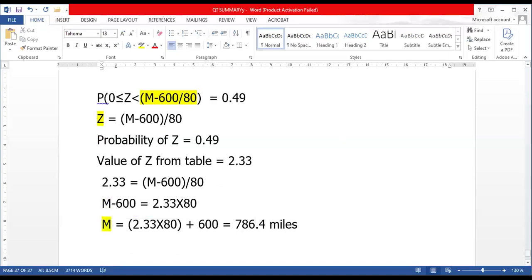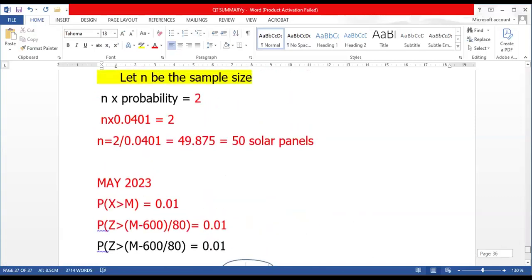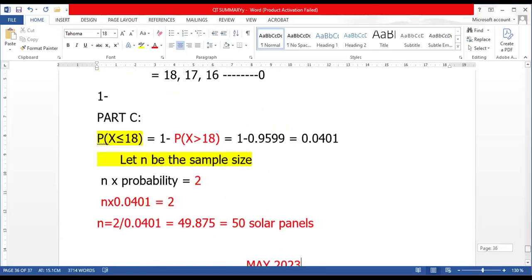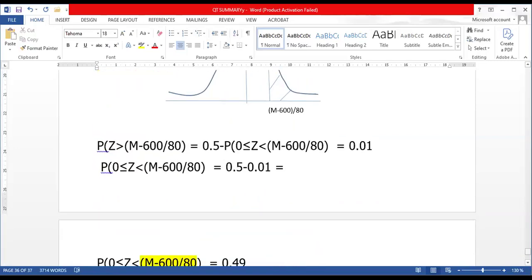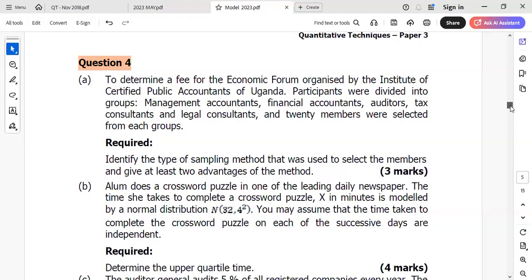Was it very easy? So that's another way they can ask this. They asked this in May. They also asked this, I think it was part B, question 2. Question 2, part B. Please do part B.